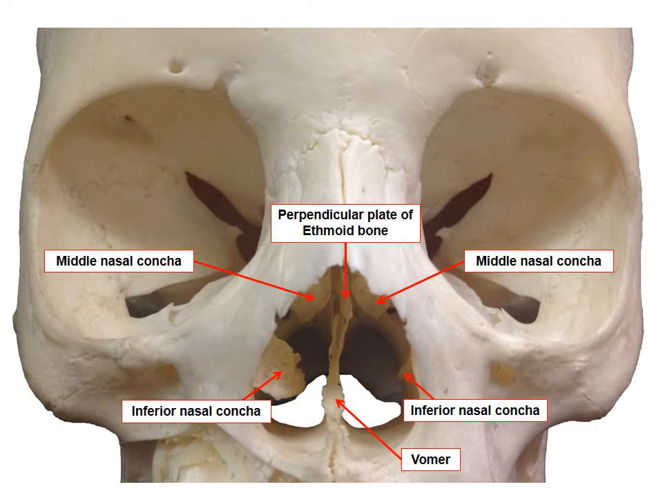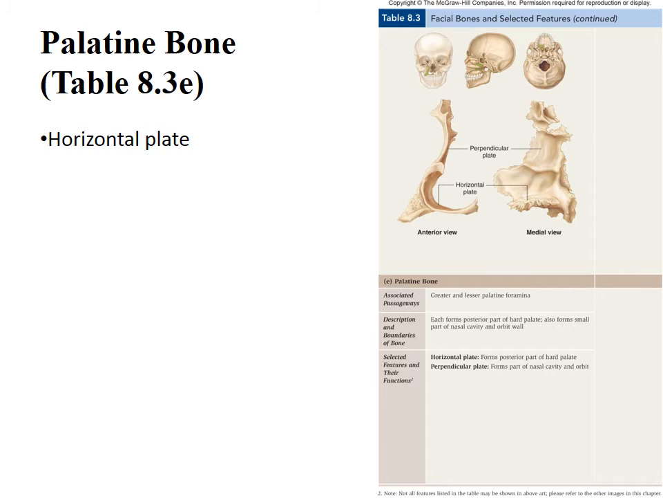So let's revisit one more time. We have the perpendicular plate of the ethmoid bone, the middle nasal concha on the right and the left, and then we have the inferior nasal concha on the right and then the left, and the other centerline structure is the vomer. Now the next bone we need to look at is the palatine bone, which forms the horizontal plate, which is the posterior 1/3 of the roof of our mouth, the hard palate.